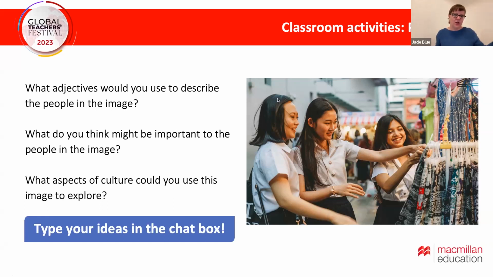What aspects of culture could you use this image to explore with your students? Okay, so we've got fashion. How is fashion different in different cultures? We've got friendship, Donatella saying traveling abroad, lots of people saying fashion and school. Lovely. What women wear. Okay, so some gender explorations there as well.